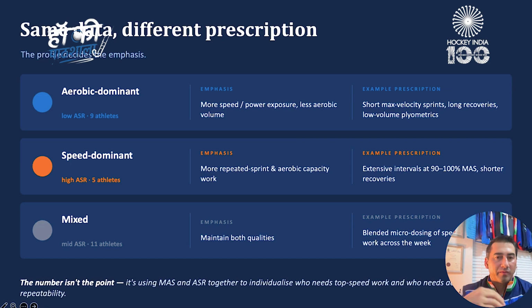So once we know that, from the same data we get different prescriptions. So if someone's aerobically dominant, maybe we need to work on their repeat sprintability, maybe we need to work more on their speed. If someone's speed dominant, perhaps we need to work more on their aerobic capacity. Or in the mixed dominant players, we can work on either speed or aerobic performance or aerobic capacity to ensure that they are performing at their top level.